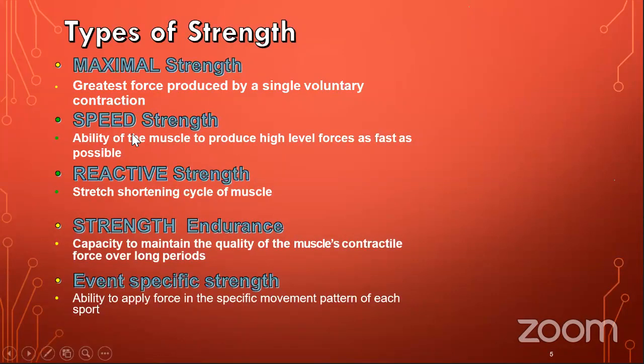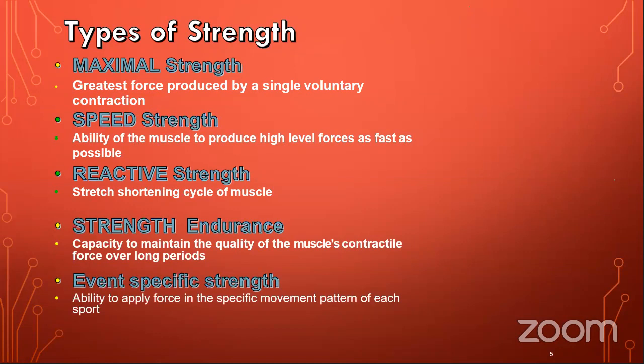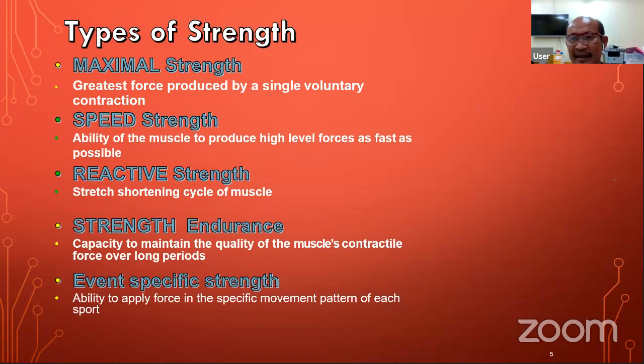Second one, speed strength. Speed strength is the ability of the muscle to produce a high level of force as fast as possible. We train speed strength because we want power. When we want power, speed is one of the key elements to improve the power of the athlete for jumping, sprinting, throwing, spiking.